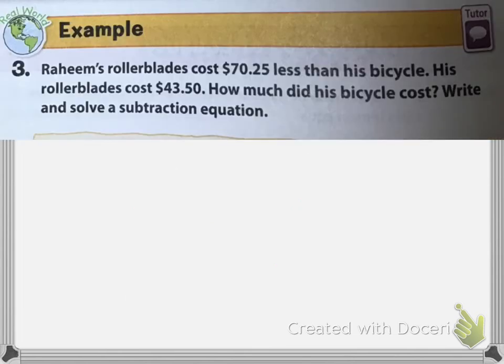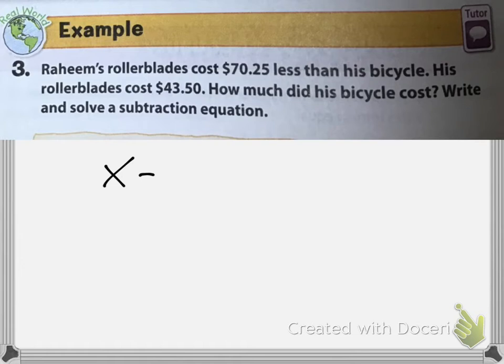Raheem's rollerblades cost $70.25 less than his bicycle. His rollerblades cost $43.50. How much did his bicycle cost? What's the equation, Gabriella? Ooh, so she's almost there. So she did x minus 43.50 equals 72.25.